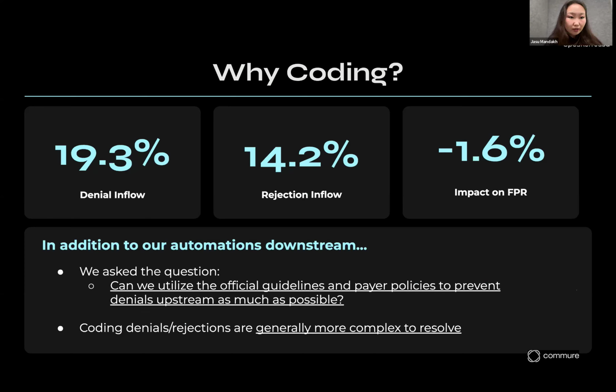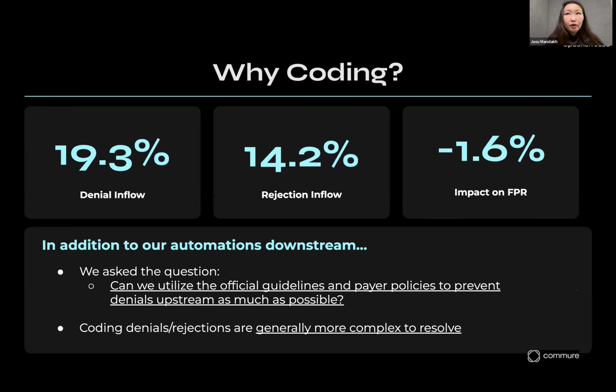Why coding? Eligibility was a huge bucket, as explained by Ritesh, but coding will be one of the next buckets. 19% of the denial inflow is coding related, and 14% of the inflow is rejection related. For first pass rate, it decreases the first pass rate by 1.6% if you take all of the coding denials and rejections. What I mean by coding is related to diagnosis code, CPT modifier, sometimes service units, and sometimes NDC too.